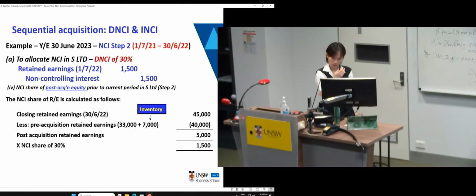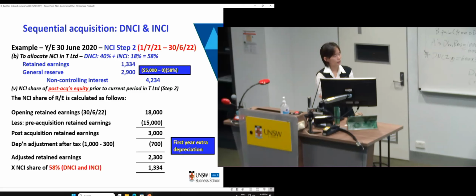Now let's move on to look at T. Now this is a bit more challenging, because for T, its opening retained earnings of the current year, which is the closing balance of last year, right? Now this is given as 18,000. Pre-acquisition retained earnings is given as 15,000. So there is a 3,000 positive change here, right? Since the acquisition day. But we need to make an adjustment to these 3,000.